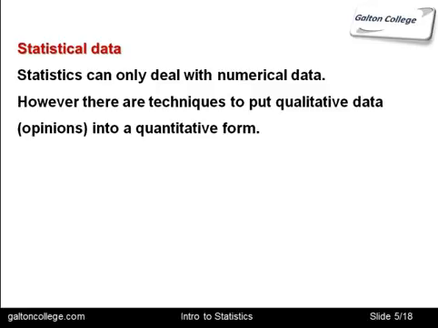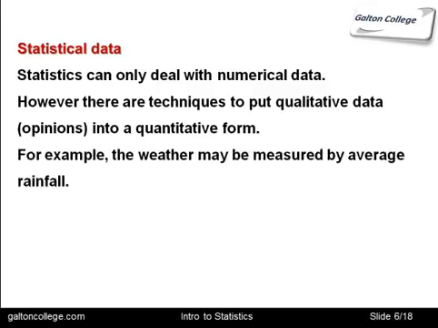So there are techniques, and we'll bump into these later in the course. But for example, say the weather, and the weather could be measured by average rainfall. I agree, that's not the full picture. The weather could be measured by the temperature, or by the humidity, or by wind speed, or there are different factors that we could use. But sometimes people say, well, okay, we can measure it by the rainfall. It gives us some indication of what the weather is like.